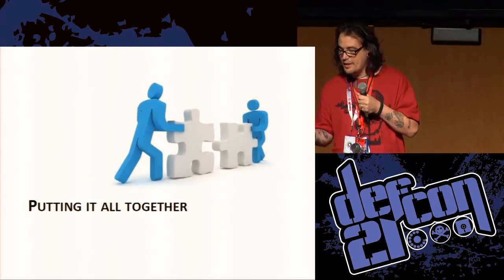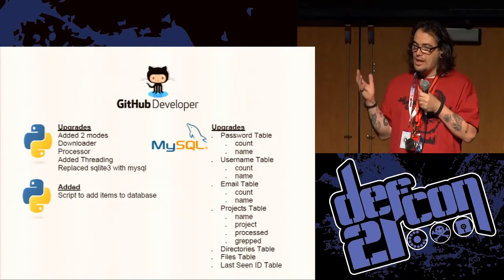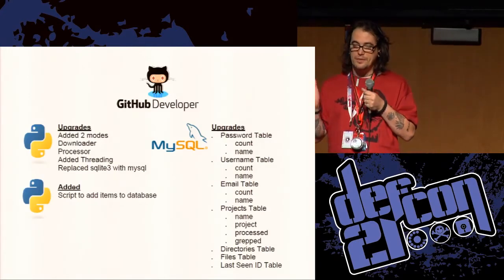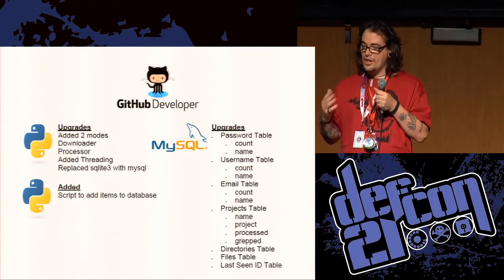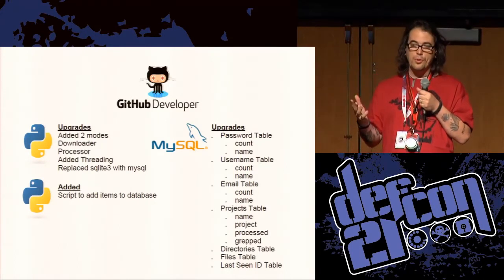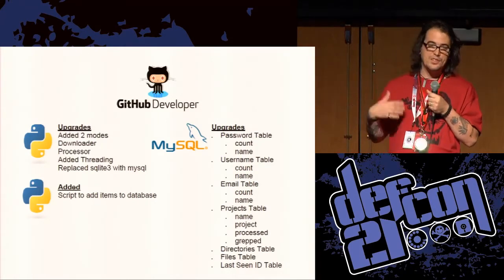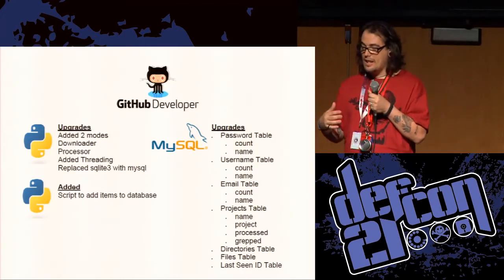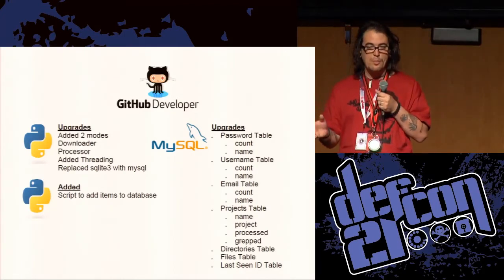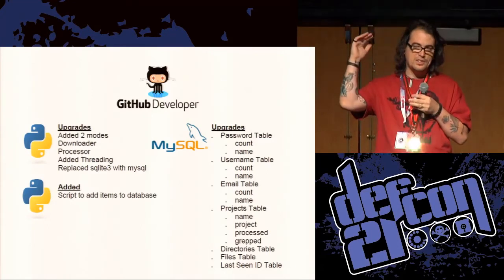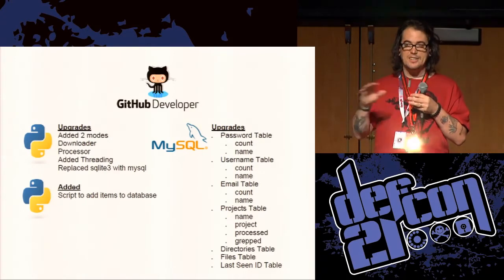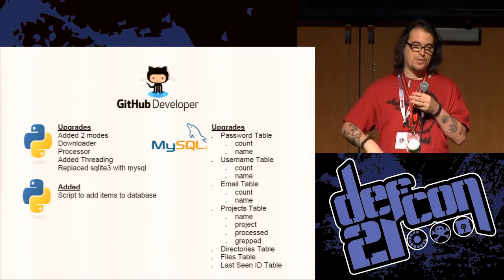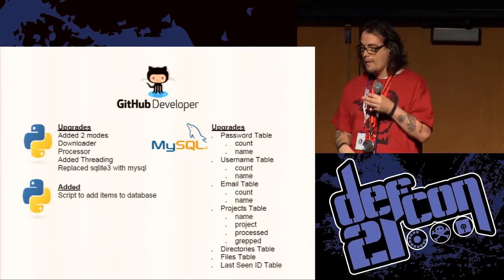So let's put this all together now. So now I've got 2 main scripts. I've got the first Python script that is threaded, goes through, downloads all the data. It's got another mode that will go through and process all that data. And then I have another script, which I'll talk a little bit more about, that just takes a long list of usernames, passwords, email addresses, and I pass it a table name and it just goes and dumps all the data into that table.